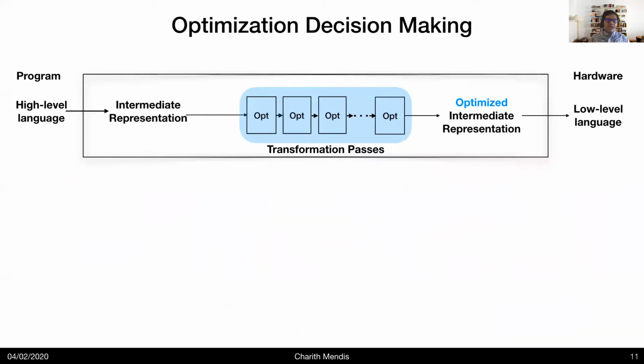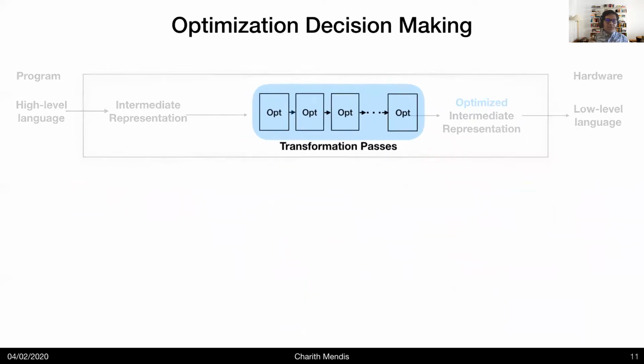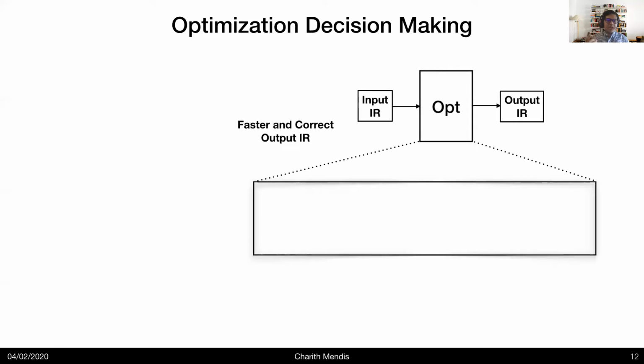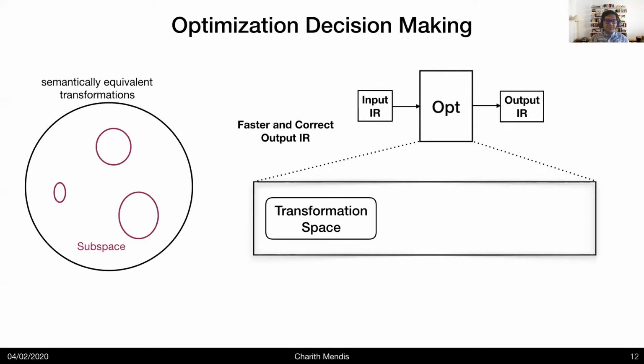Okay, to see how we can achieve this, let's look at an example compile optimization pass in more detail. If you zoom in to this pass and look at its decision-making components, you can view it as an interplay between three different parts. First, the compiler needs to know what transformations are legal for it to make. This is usually encapsulated as a transformation space, or rather a subspace of all semantically equivalent transformations, which the compile optimization pass is intended to do.